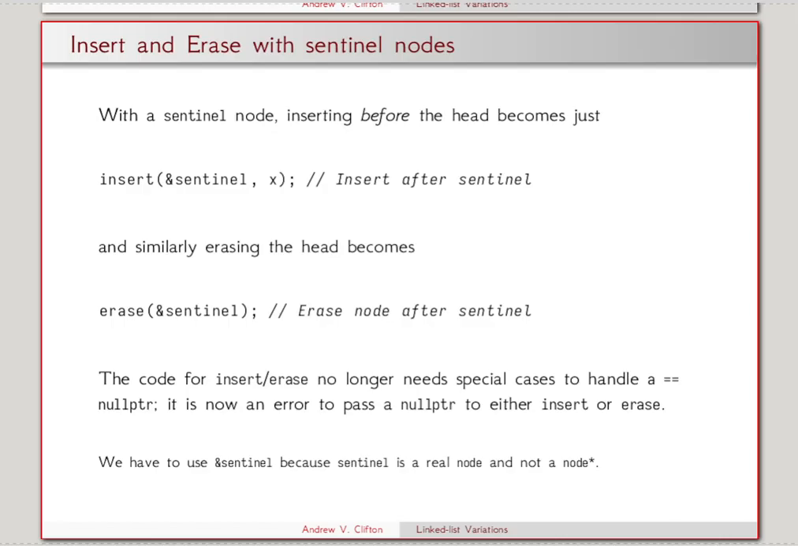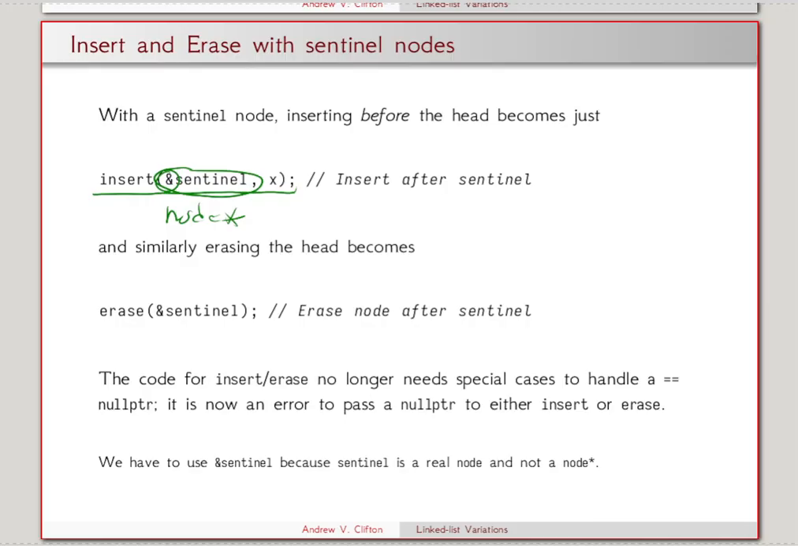When we want to do an insert now, it's a little bit easier. We just say insert after the sentinel. Now, again, the sentinel is a node, not a node pointer. So we have to get the address of the sentinel to pass it to the insert function, which expects a node pointer. So now you have to worry about, when you mix pointers and real things, when do I use the star? When do I use the address of? That's a little bit fiddly.